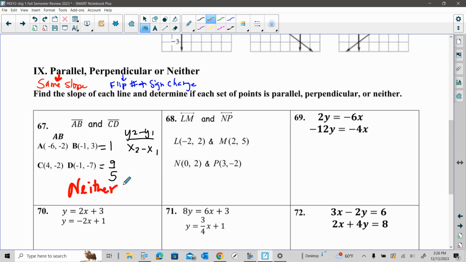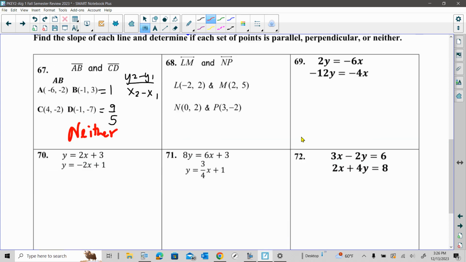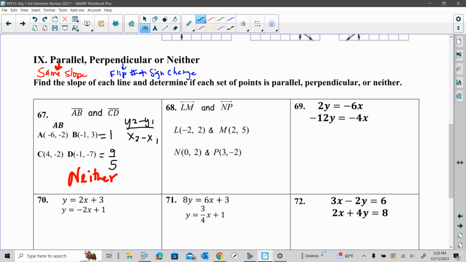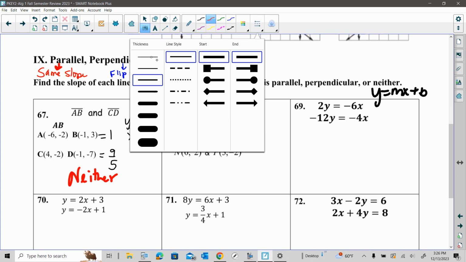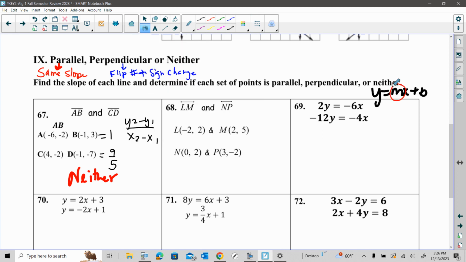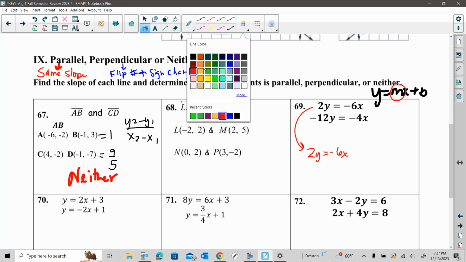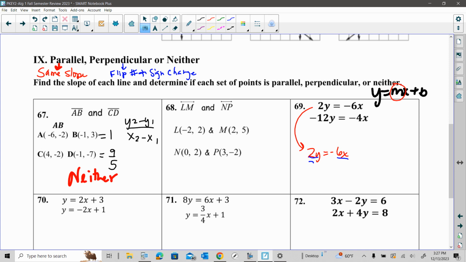Now, if you have an equation, like you do for the remaining problems here, you have to have it in mx plus b form because we need to see the slope. So if I was to put this in slope-intercept form, I'm just going to write it down under here. 2y equals negative 6x. Well, I would need to just divide everything by 2. And so this would become y equals negative 3x. And I can see my slope is a negative 3. So this first one here, m equals negative 3.